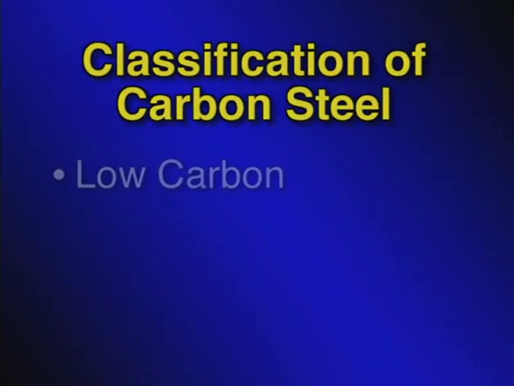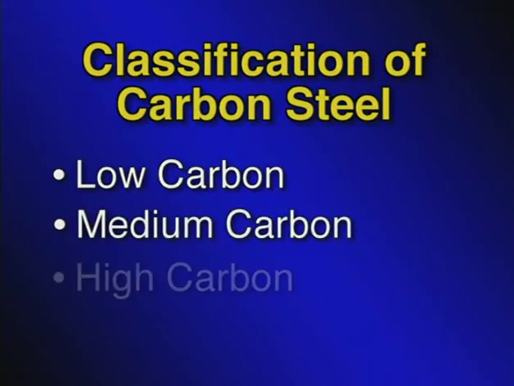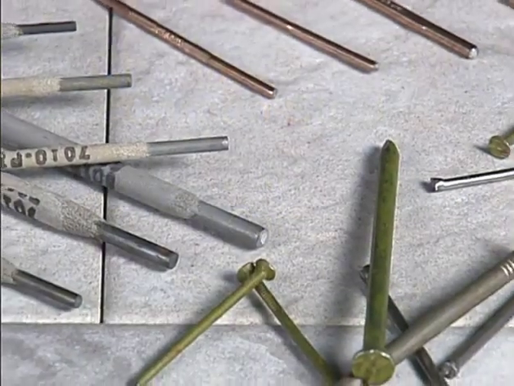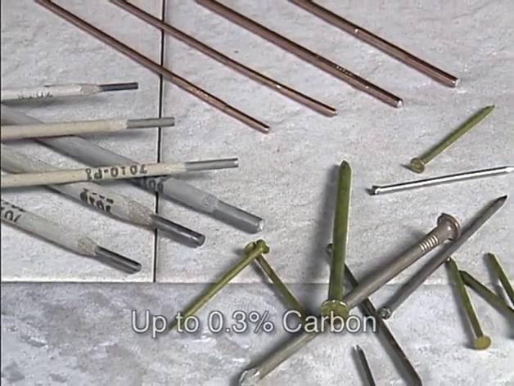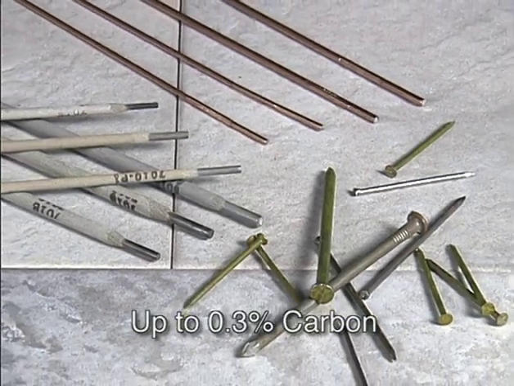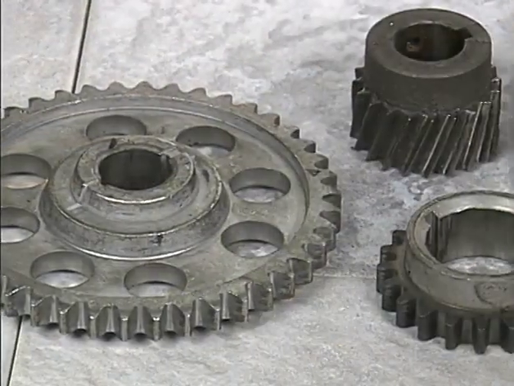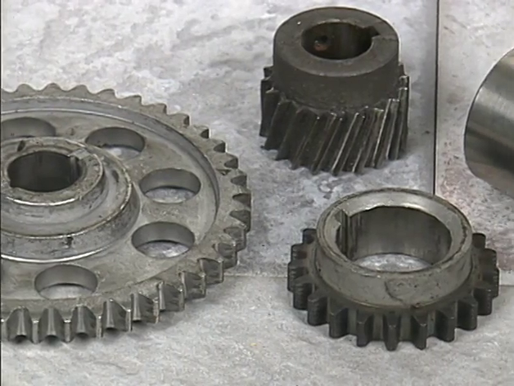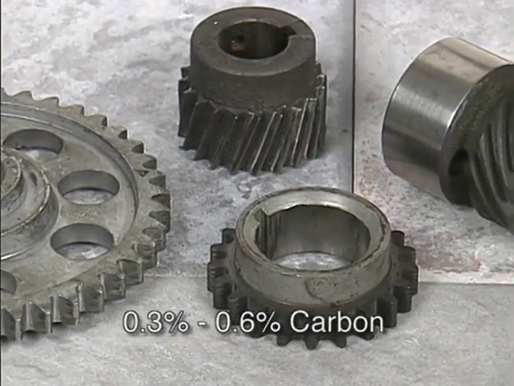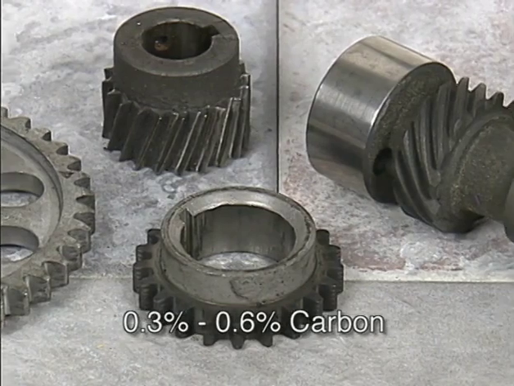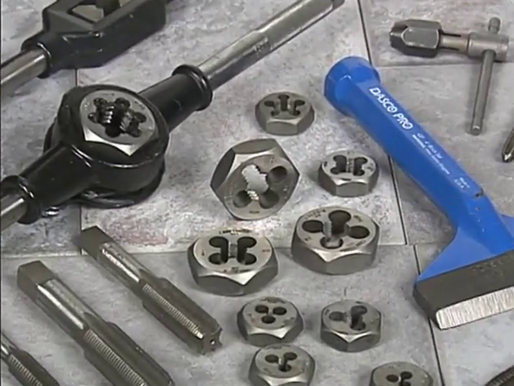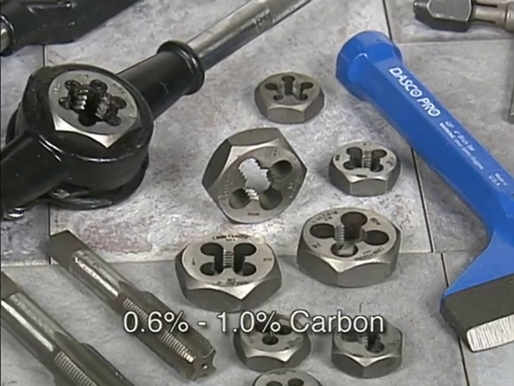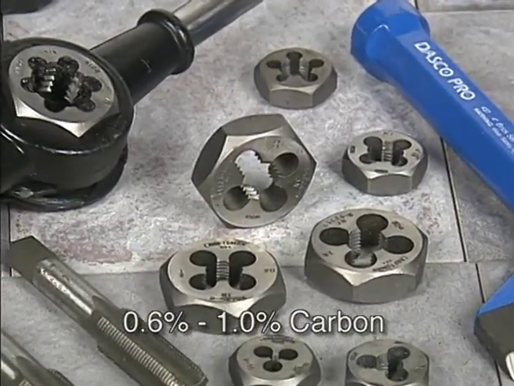Steel is classified as low carbon, medium carbon, or high carbon, based on carbon content. Low carbon steel, like the steel used to make nails and welding electrodes, contains up to 0.3% carbon by weight. Medium carbon steels, like the steels used to make gears and crankshafts, contain between 0.3 and 0.6% carbon by weight. And high carbon steels, used for dies, cold chisels, and springs, contain between 0.6% and 1% carbon.